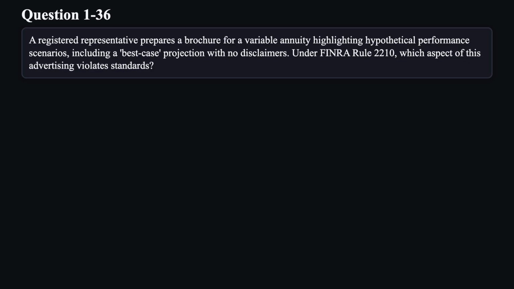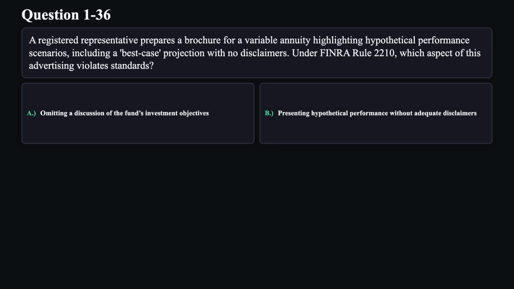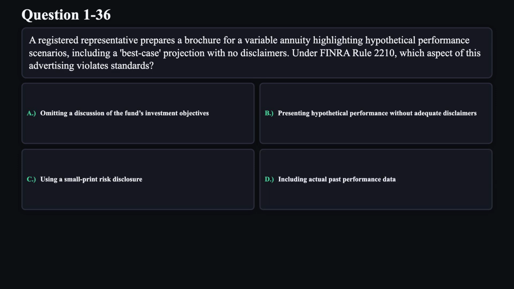Question 36. A registered representative prepares a brochure for a variable annuity highlighting hypothetical performance scenarios, including a best-case projection with no disclaimers. Under FINRA Rule 2210, which aspect of this advertising violates standards? A. Omitting a discussion of the fund's investment objectives. B. Presenting hypothetical performance without adequate disclaimers. C. Using a small print risk disclosure. D. Including actual past performance data.